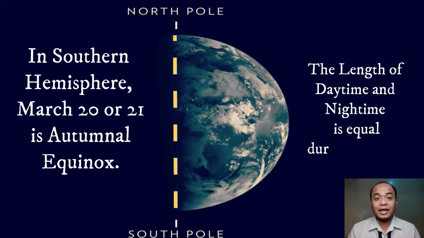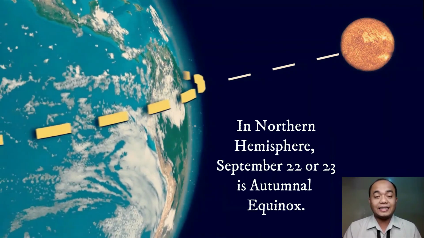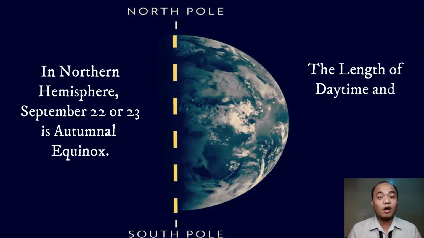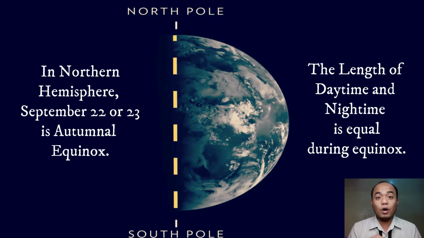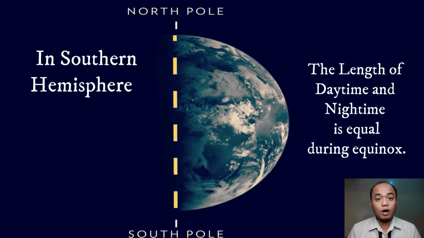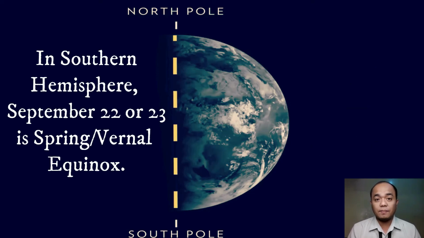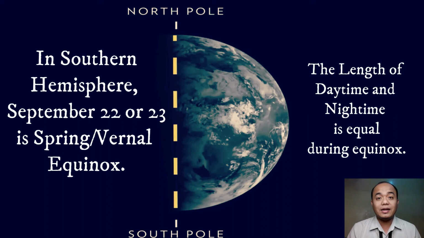Still, parehas din yung oras ng kanilang daytime at saka yung nighttime. The second equinox happened on September 23, wherein the daytime and the nighttime are again of equal length. We call this here in the Northern Hemisphere as Autumnal Equinox, while in the Southern Hemisphere, they will experience Spring or Vernal Equinox. Both Northern and Southern Hemisphere experience equal length of daytime and nighttime.